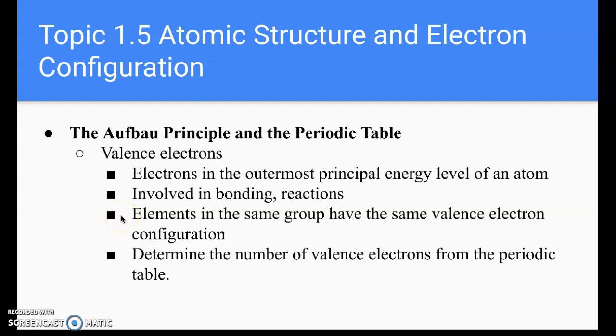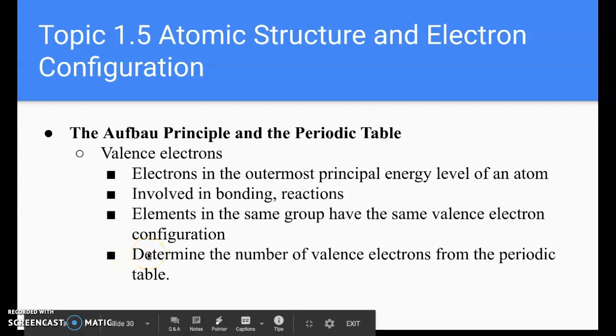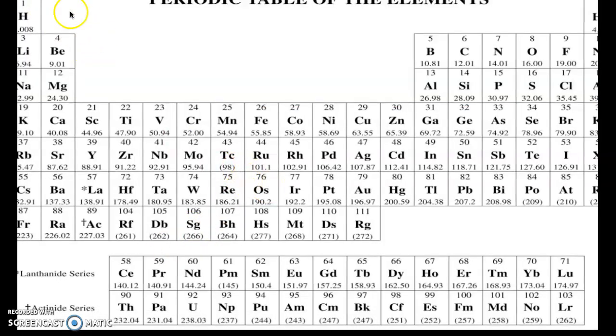Elements in the same group have the same valence electron configuration, and we want to determine the number of valence electrons from the periodic table. So you'll probably want to label this on your periodic table. Alright, so here we go. The alkali metals, including hydrogen, which isn't an alkali metal but is in this group, all have 1 valence electron. Alkaline earth metals have 2 valence electrons. Let's skip over to here. This group has 3, the carbon group has 4, the nitrogen group has 5, the oxygen group has 6, the halogens have 7, and then the noble gases have 8, except for helium, which only has 2.